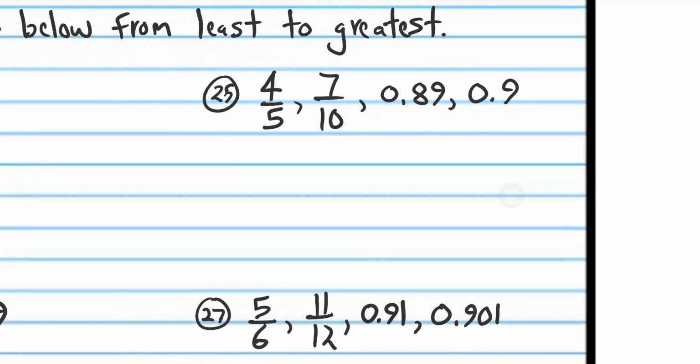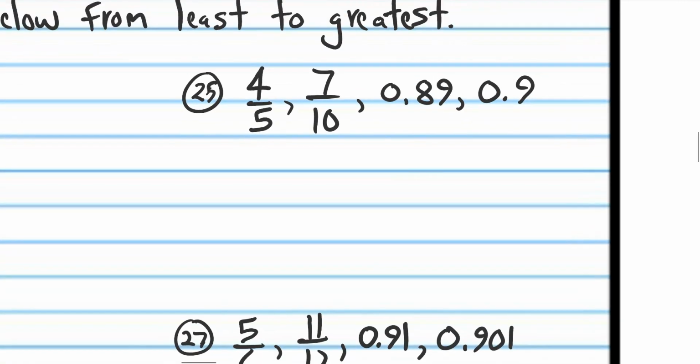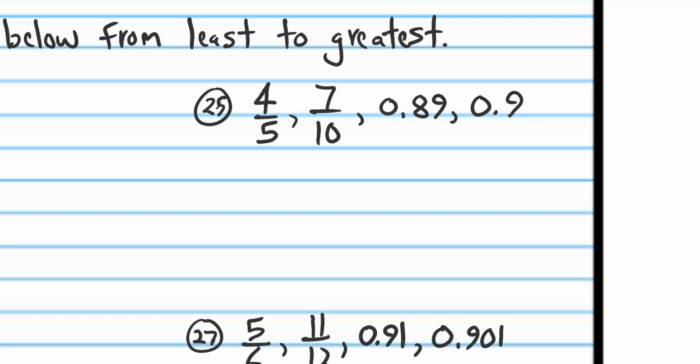And the reason I think it would be a little bit easier is because 0.89 would be 89/100ths. So we'd have to change all the denominators so they would be 100. So that wouldn't be super easy. It's not terribly hard, but it wouldn't be that easy. So we're going to go ahead and convert these to decimals.